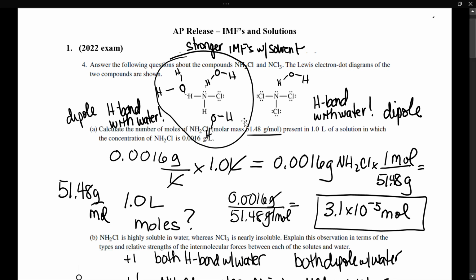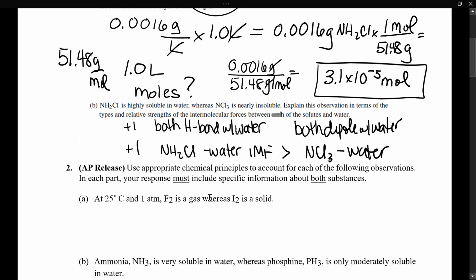And we can see that because it can hydrogen bond more. Okay, so that's a lot of time on that one question, but I thought it was kind of an interesting one, so I wanted to dig into that one.